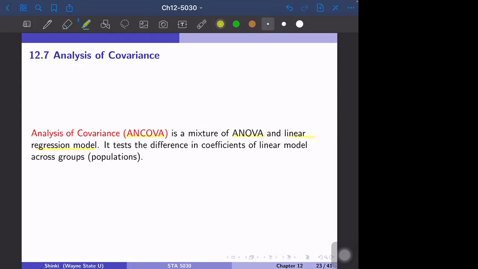So we have a categorical variable. In some sense, for each category we have a regression line, and we would like to test if those lines are different or not.